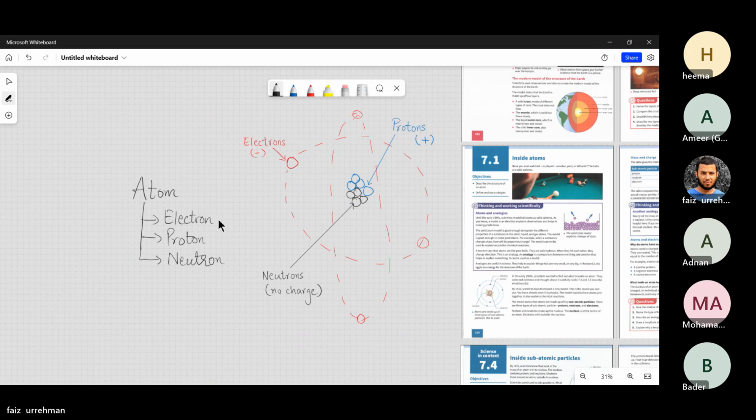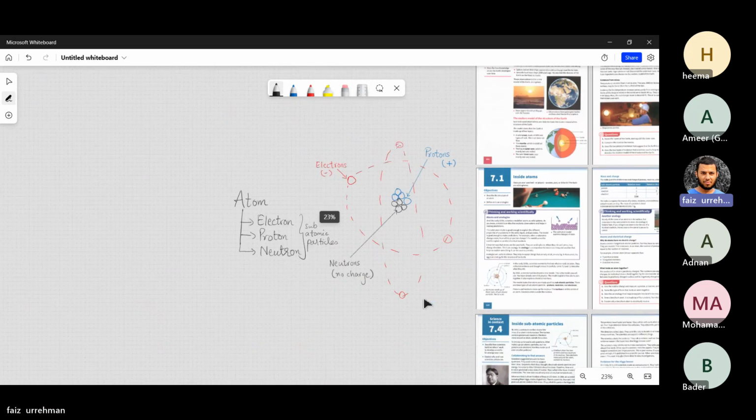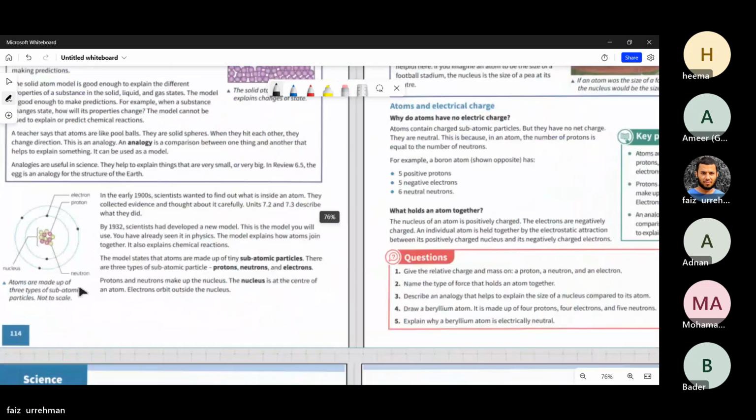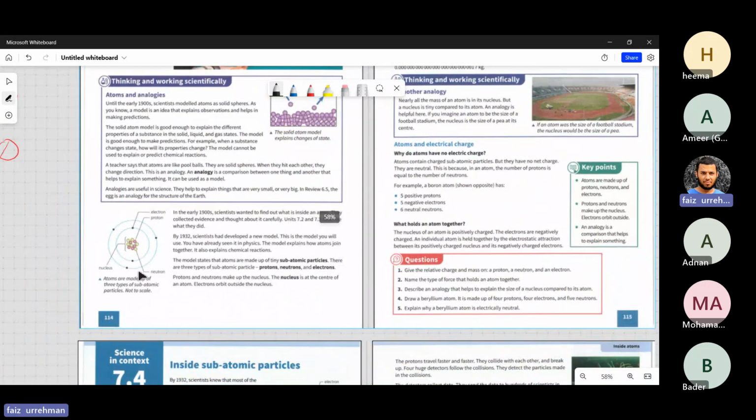Okay. And these things are known as subatomic particles. My screen is visible, correct? Yes. Okay, they are known as subatomic particles. And the center portion is known as the nucleus.